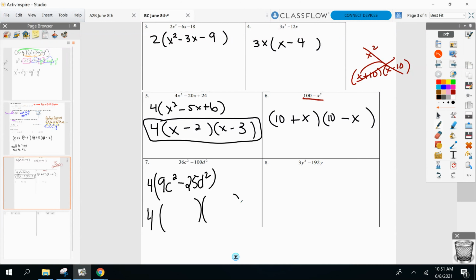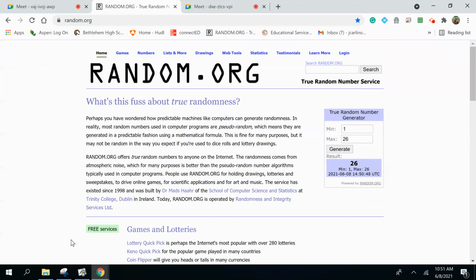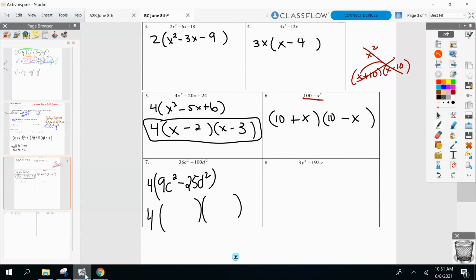And now I can apply difference of two perfect squares. Who's applying the perfect squares here? Sean, go ahead. 4, 3c minus 5d, and then 3c plus 5d. Yep. 3c, 3c, and then 5d, 5d. There it is.